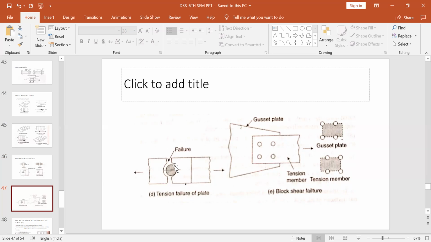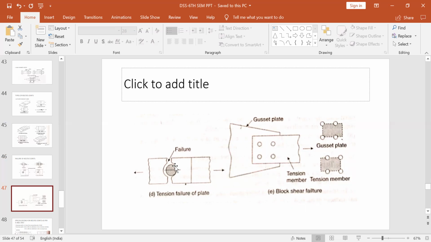Now, which one will occur earlier? This is the point that has to be remembered here. Depending upon the shear carrying capacity or the tension carrying capacity of either the plate or the bolt, whichever is reached earlier, that part of the connection will fail first. So this is the logic. Block shear failure: the bolts are placed at lesser end distance than required, causing the plates to shear out, and this can be checked by observing the specification for end distance.